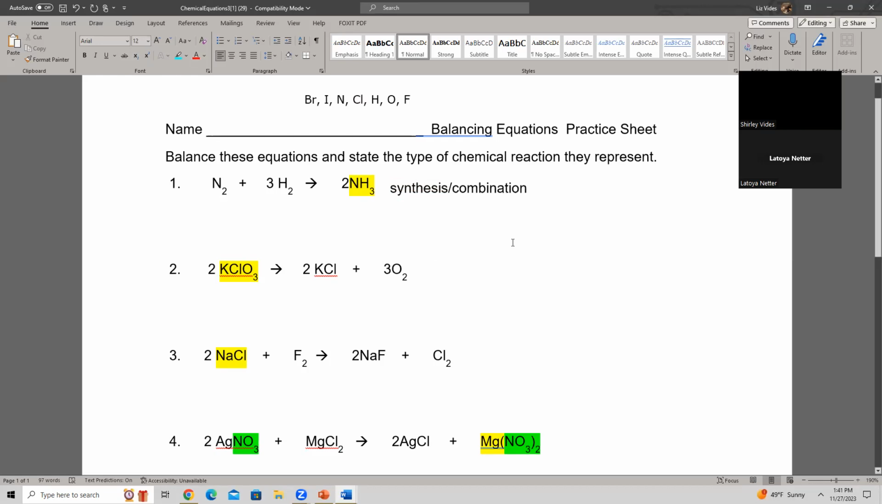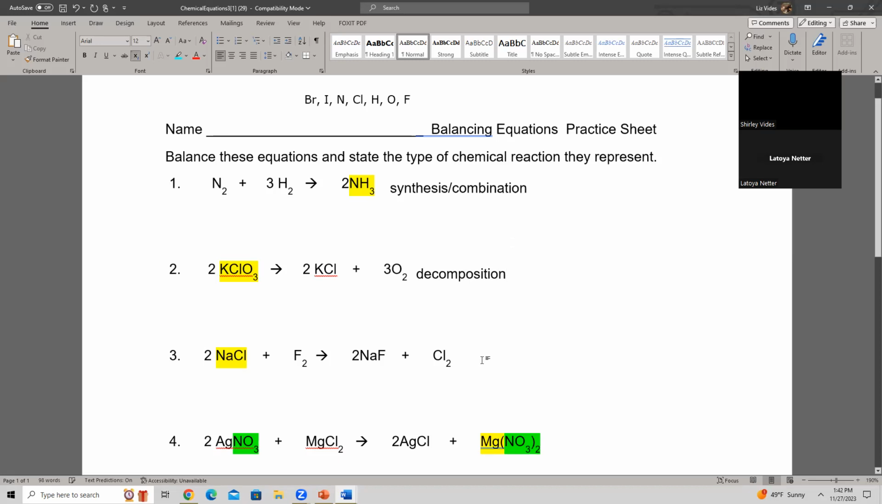All right, so this one, what do you see happening? Okay, the opposite, right? One thing is becoming multiple. So this is a decomposition. You see that?